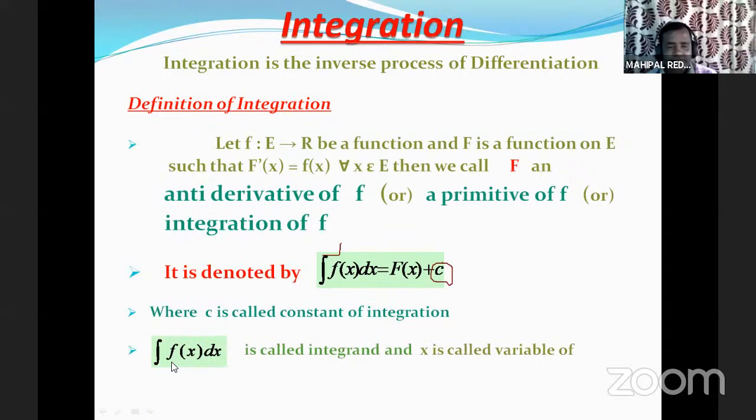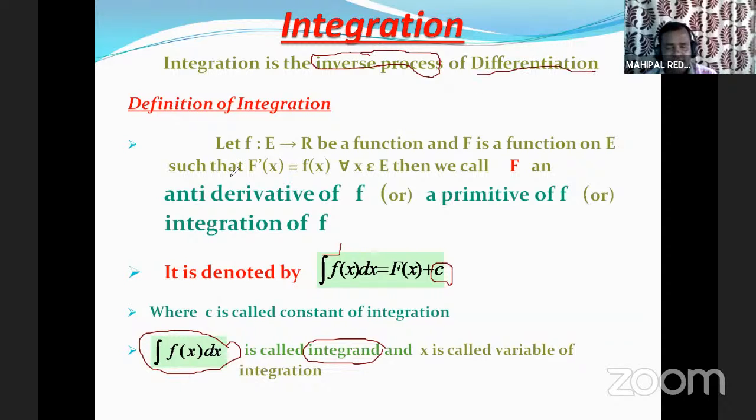And integration f of x dx in total is called the integrand, and x is called the variable of integration. Okay, so once again, integration is the simple inverse process of differentiation.